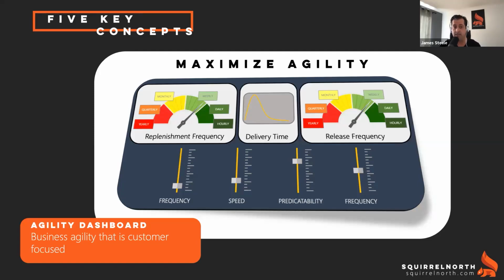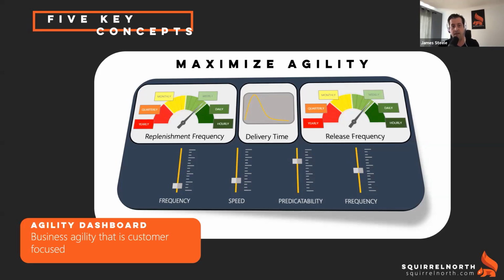The next concept is that of maximizing agility. At Squirrel North, we describe agility not in terms of what teams or individuals are doing, not in terms of practices, techniques, or a mindset you have. Those things may be important, they may help you, but we define agility in terms of assessing a business's fitness to serve and respond to its customers in a way that meets their criteria. So it's very customer focused.